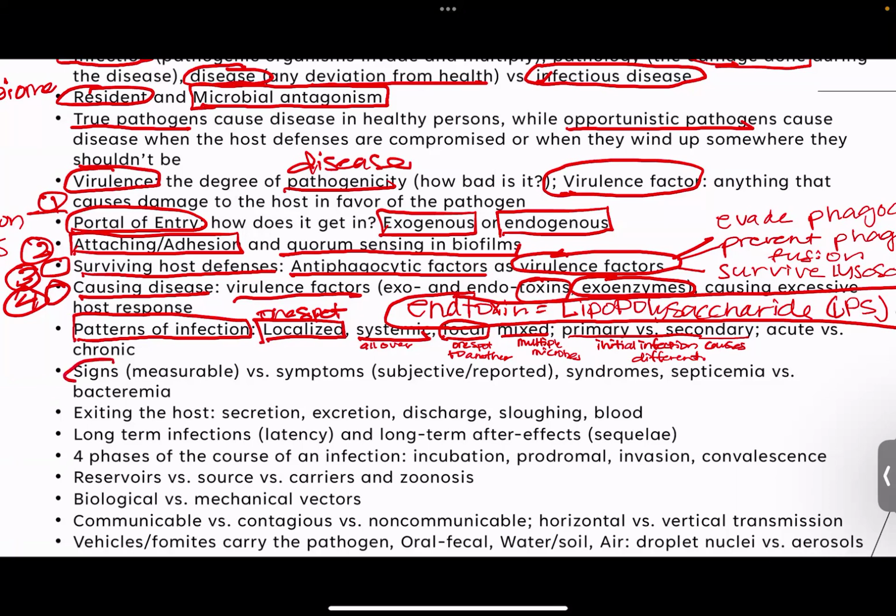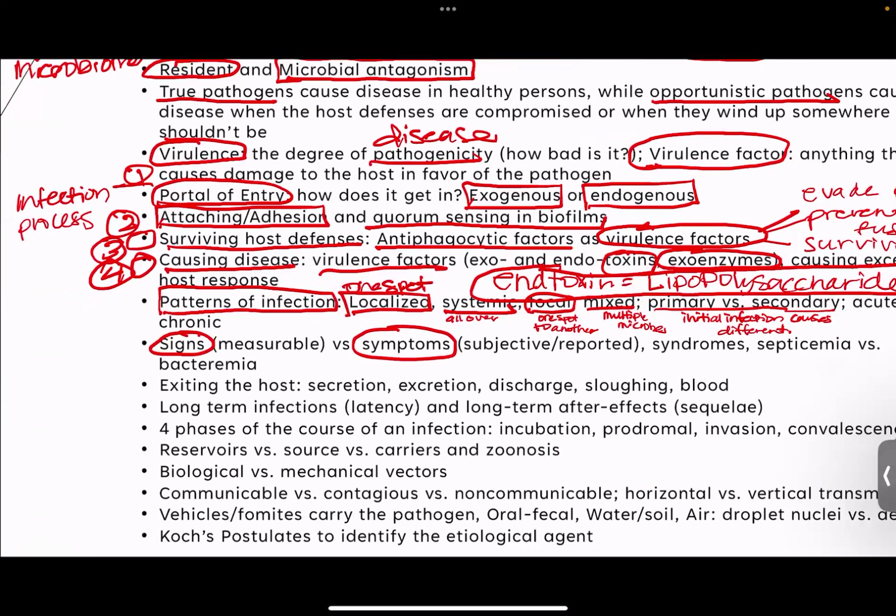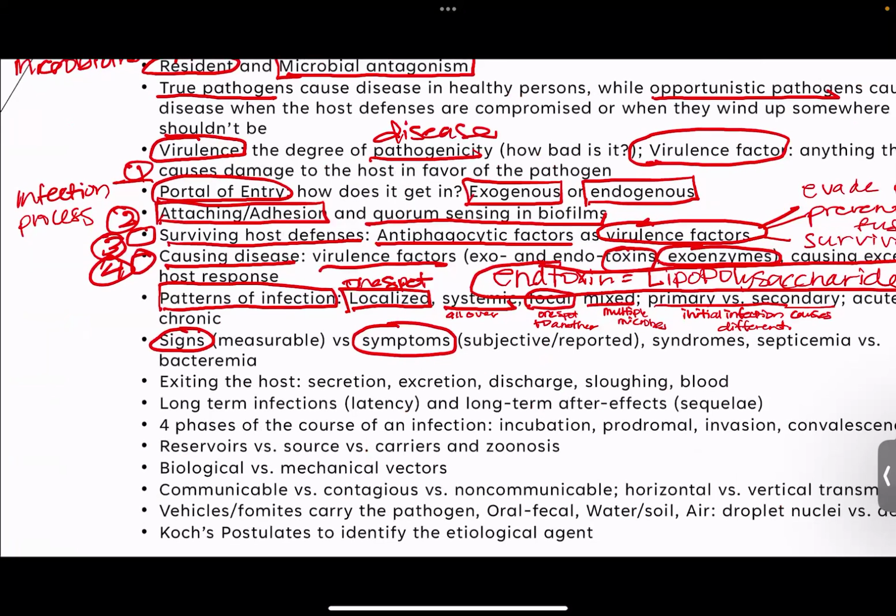Next, we get into signs versus symptoms. The way that I remember this is that if you had an actual physical stop sign, you could literally hold the sign. So that's something you can tangibly prove is there. I can't say the same thing for the word symptom. So if I had a stop sign, you can actually hold it, you can actually measure it. So signs are objective, whereas symptoms are subjective.